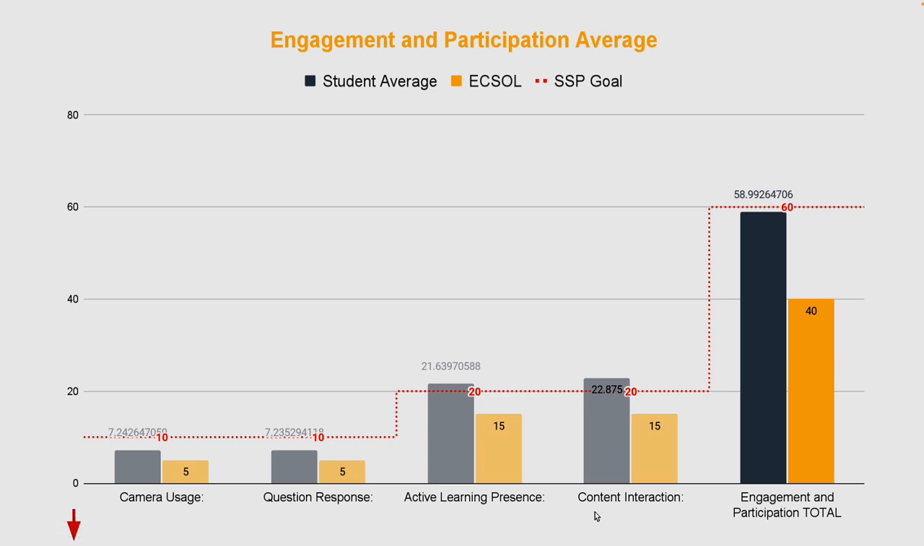The active learning presence and the content interaction is very high, and that means we are just short of meeting our goal in engagement and participation. So talk about this with your students, talk about this with your kids. Let's work on being better camera users and being more engaged with questions and discussions in the classroom.